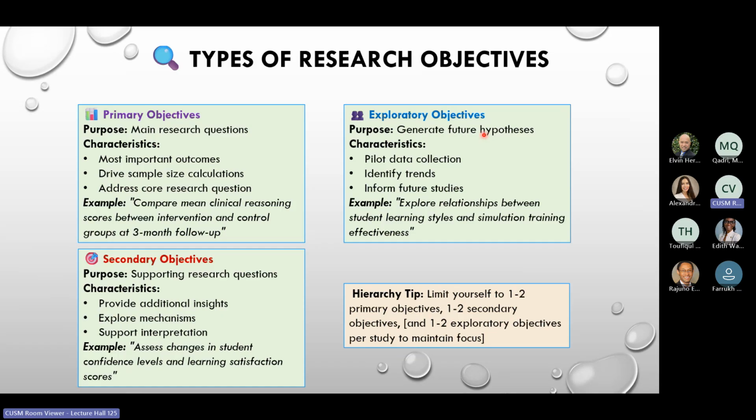If your grant or your research proposal is quite large, you might get to use an opportunity to write primary objectives, secondary objectives, and even some exploratory objectives as well. The hierarchy tip here is limit yourself to one or two primary objectives, one or two secondary objectives, and maybe one or two exploratory objectives. You don't want to have tons and tons of objective statements because it may not be feasible for you to complete all of those particular activities.